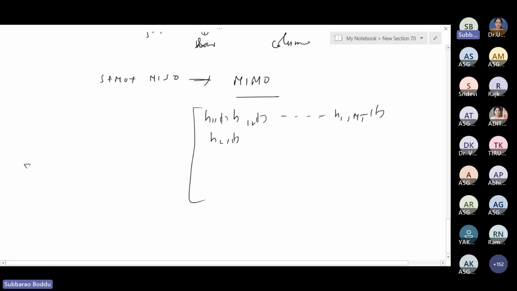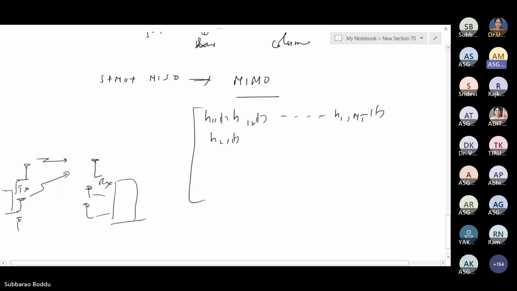Just to tell you, this is your transmitter and this side is a receiver. So we have the links like this. We have many antennas which are connected to the transmitter, and likewise, we have many receiver antennas which are connected to the receiver. So you can form the links like this.